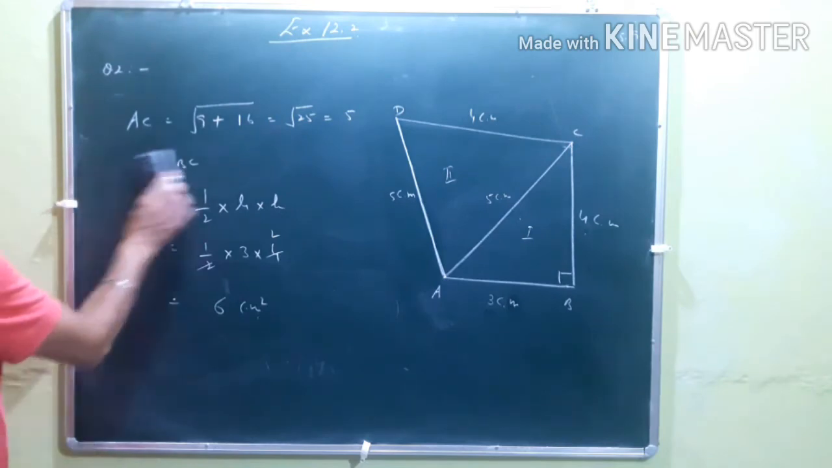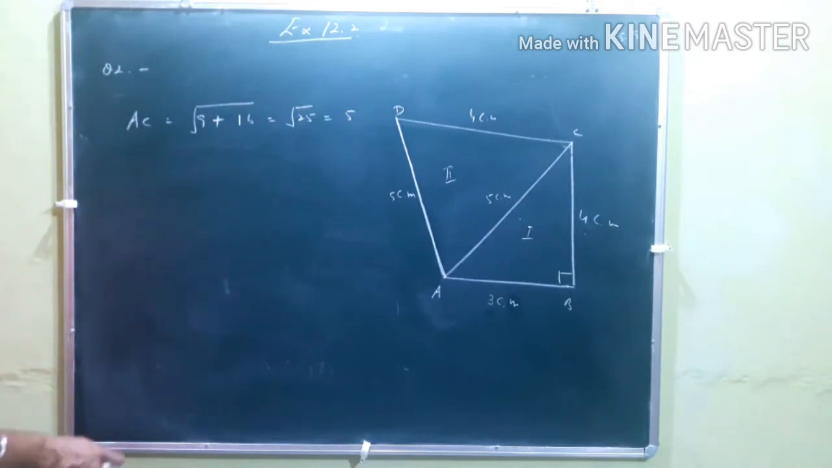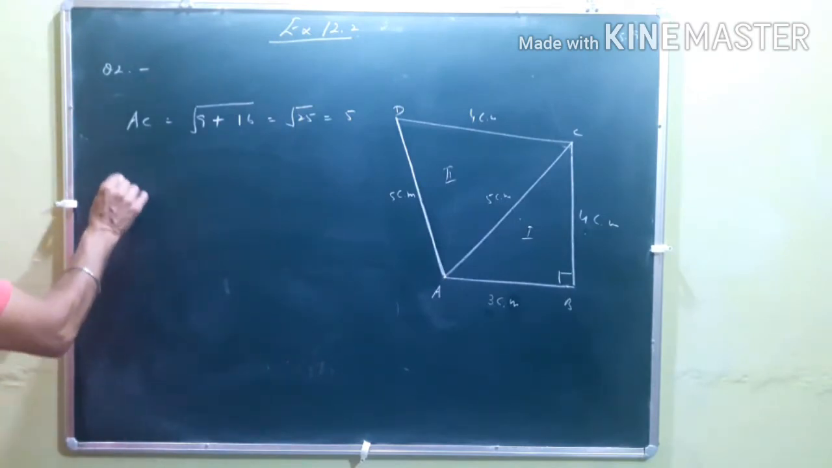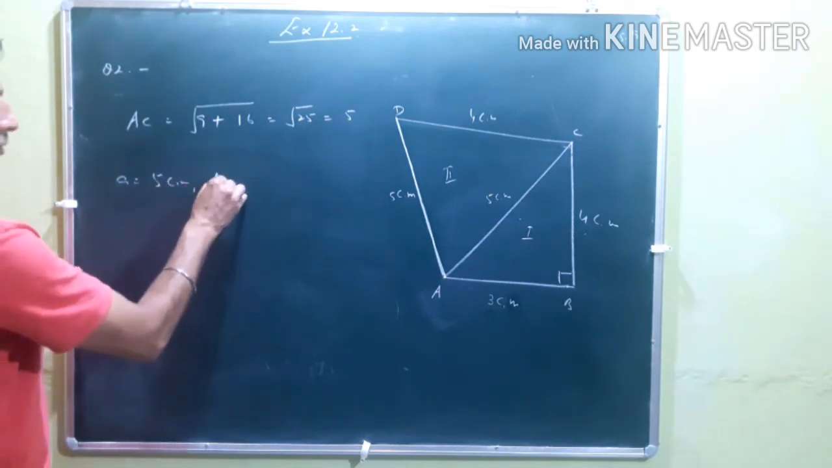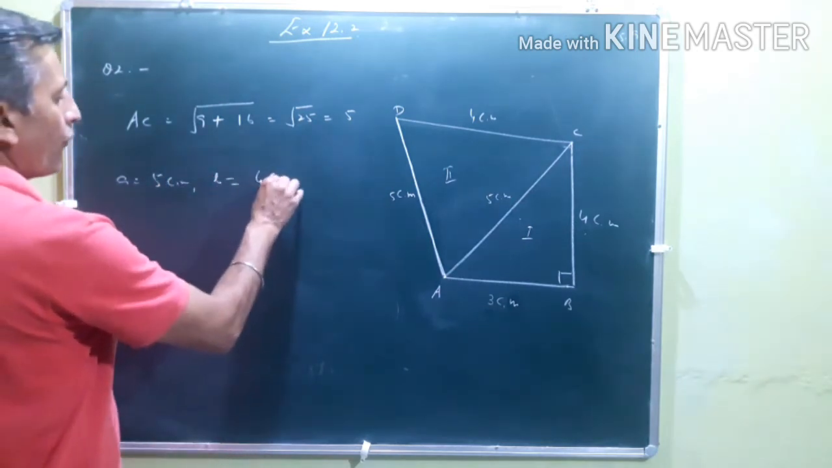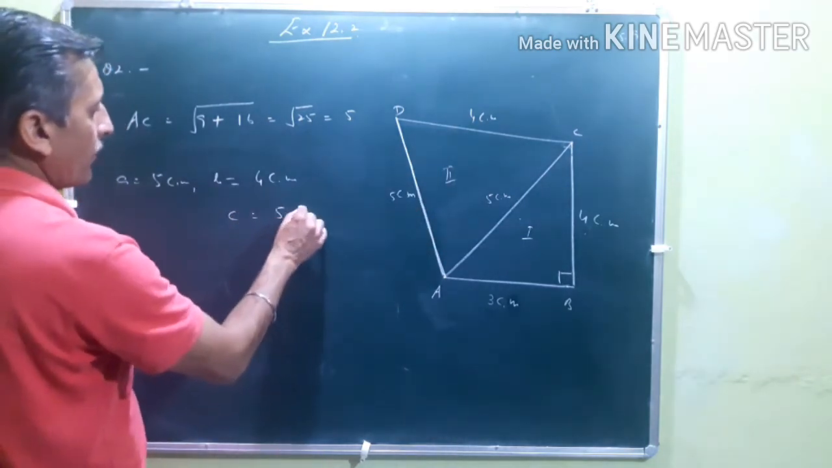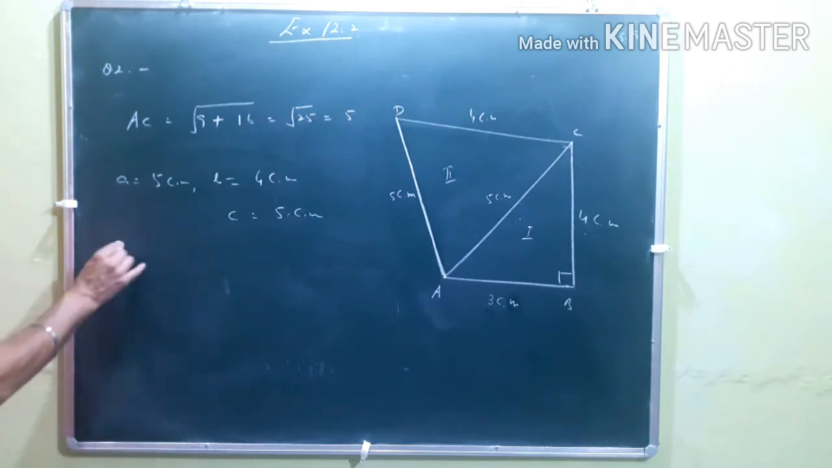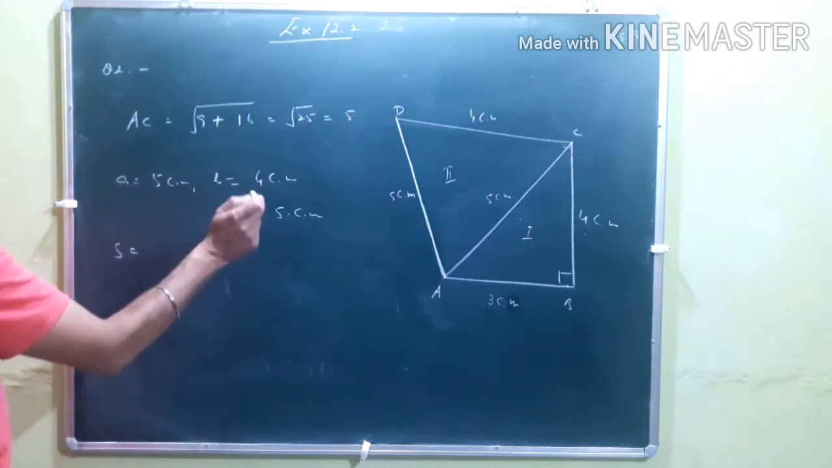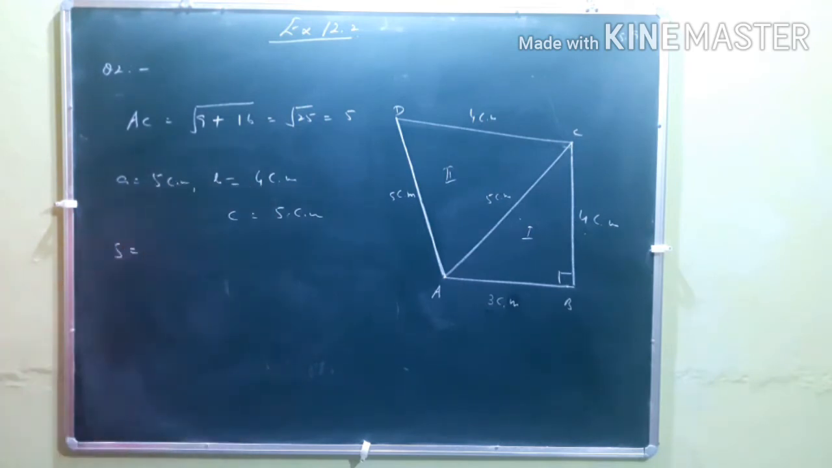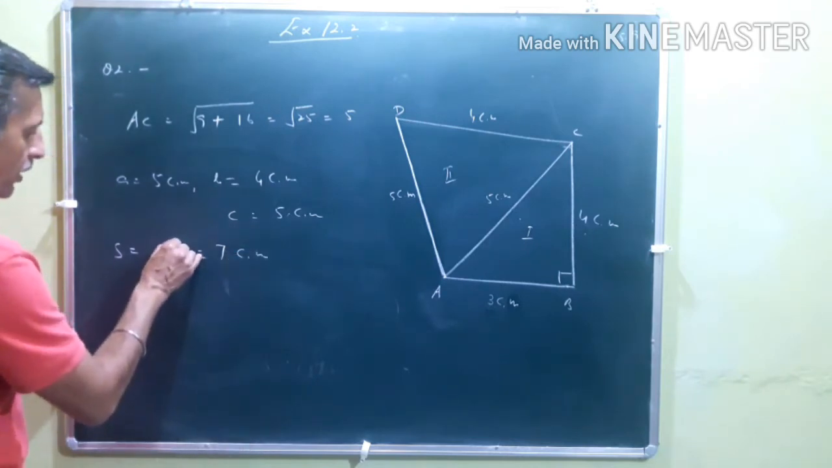And if you want to find the area for the second triangle, now all the three sides are given, so you can find the area for the second triangle. So in this case, let A is equal to 5 centimeter, B is equal to 4 centimeter, C is equal to, once again, 5 centimeter. So you can find the semi-perimeter. S is equal to A plus B plus C upon 2, 5 plus 5, 10, 10 plus 4, that's 14. So 14 upon 2 gives 7 centimeter.